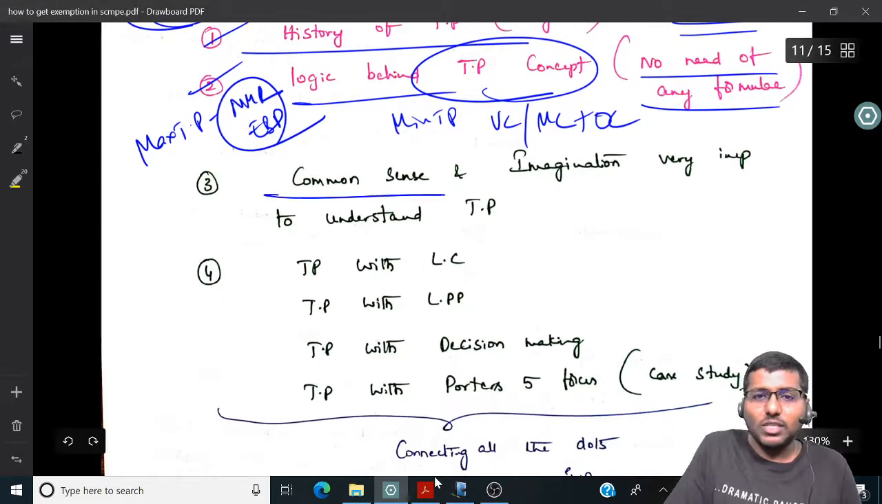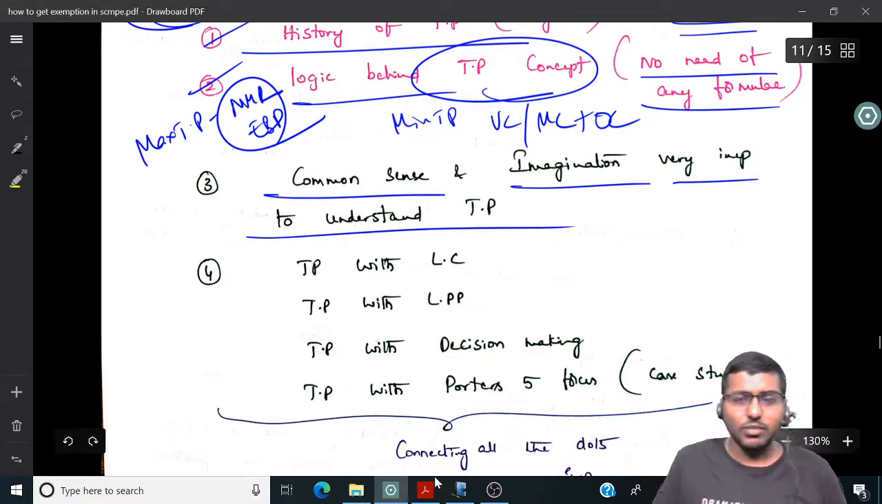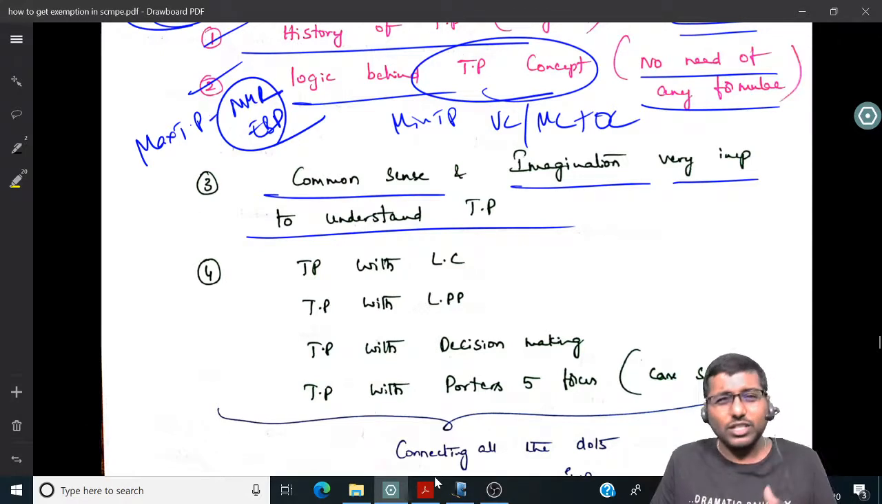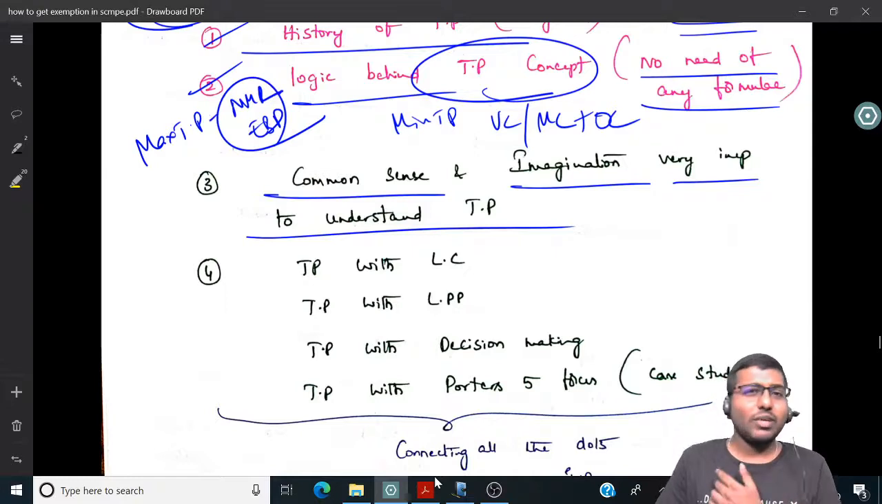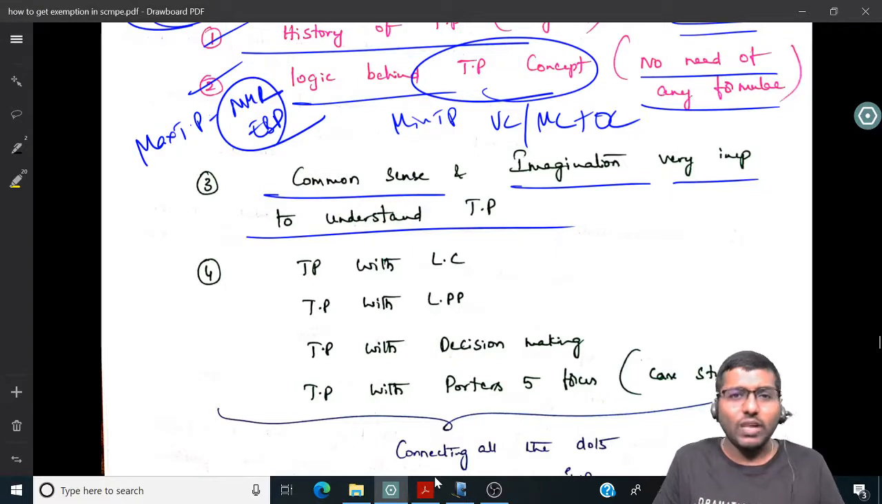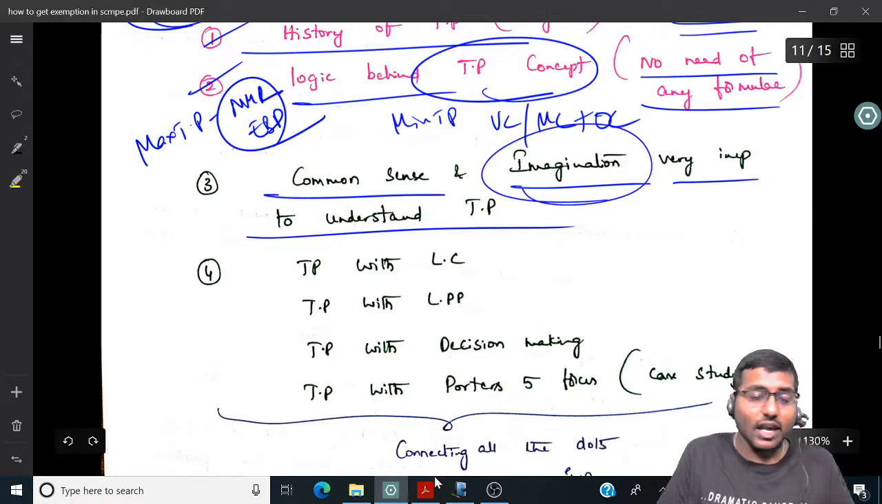Next, common sense and imagination, very important to understand TP. Of course, imagination is very important to understand the whole concepts of all the chapters when it comes to SCMPE. The costing subject is like that. The more powerful your imagination, the more expertise you'll get in costing. That's why costing is a pretty rare subject where only a few people have expertise. The reason is everybody doesn't have the gift of imagination.